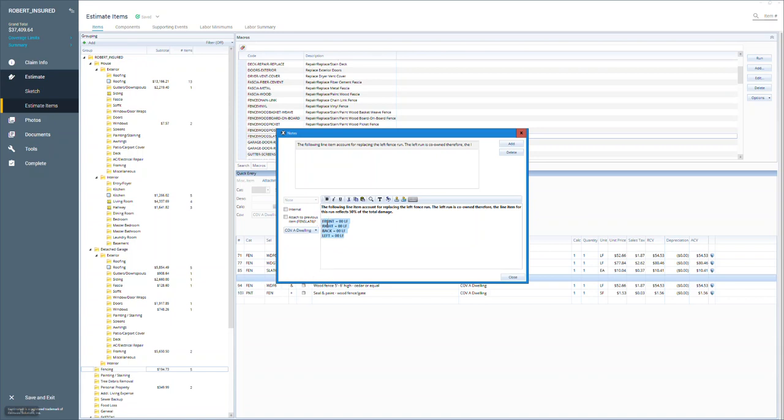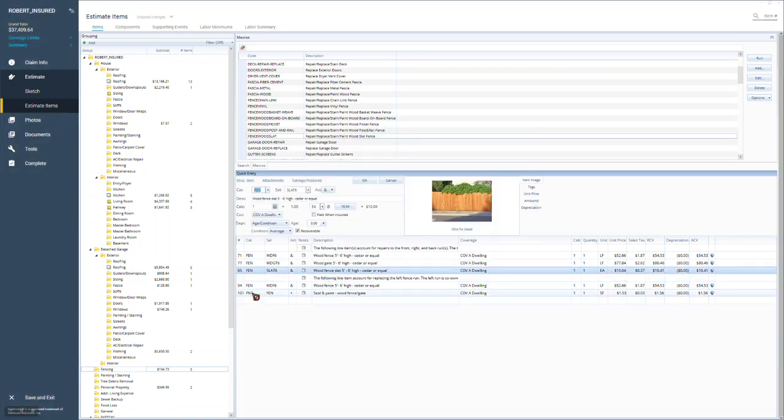The only time you need to have these multiples here with separate measurements is when you're dealing with more than one run or more than one side of the house, for instance, if you're dealing with siding. In this case, we're just dealing with one side. That would be reflected in the actual line item. Delete all that out. We're good to go.